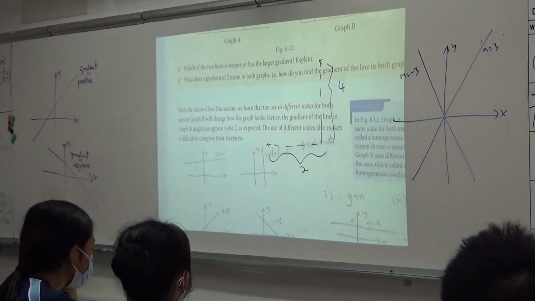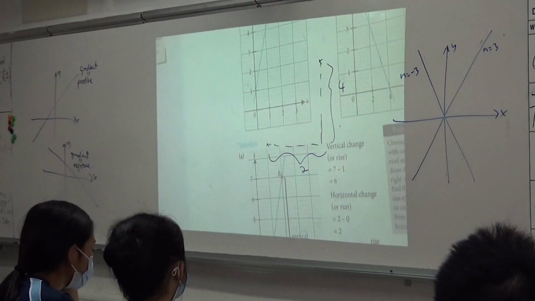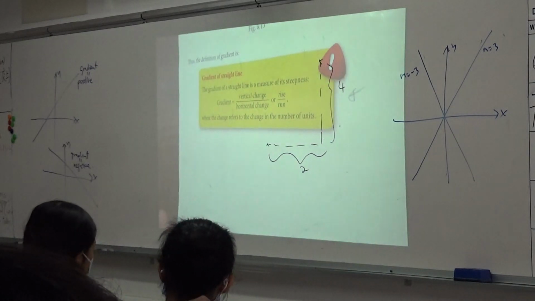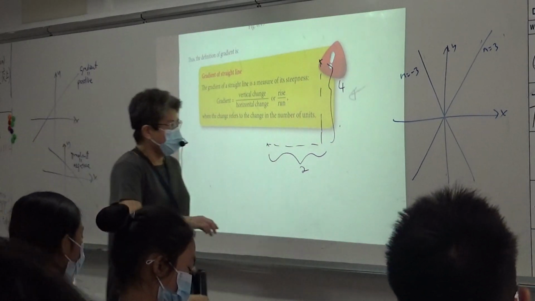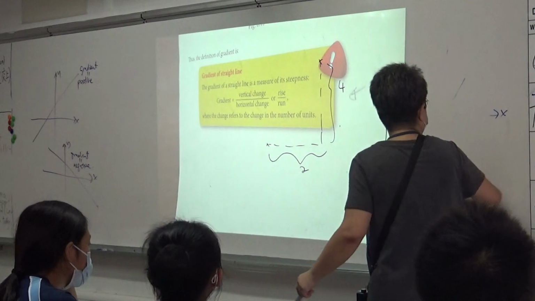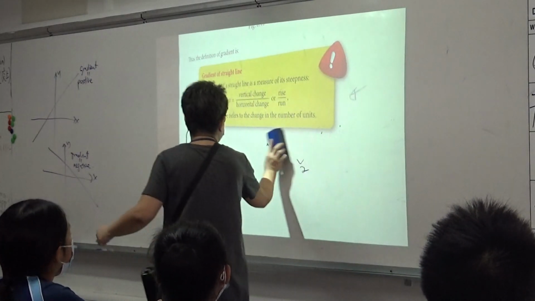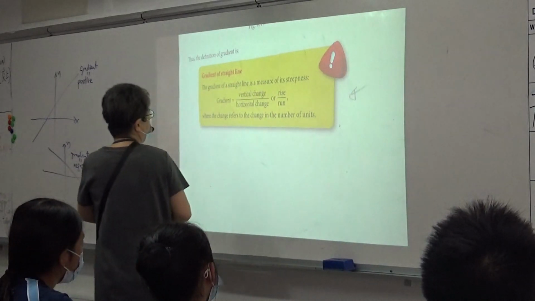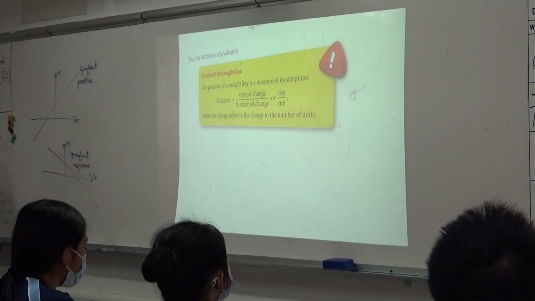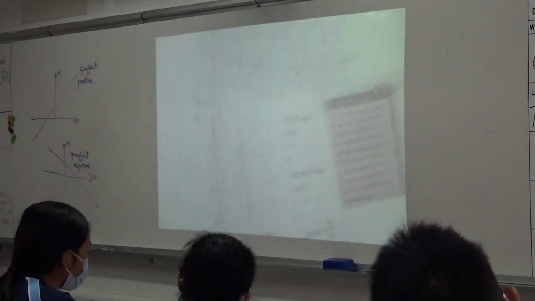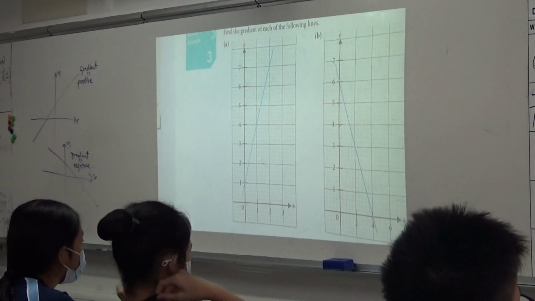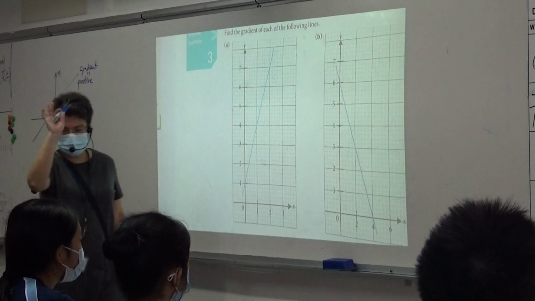Now, then we have to look at something else that will be calculating the gradient. Now, all of you look at this formula that is given on page 156. Okay? The gradient of a line is its steepness. Gradient is vertical change over horizontal change, which in short, we call it rise over run, where the changes refers to change in the number of units, not the number of squares. Are we clear? Okay, now I'm going to go through example 3 slowly with you. Let's look at example 3A. Don't look at the textbook. I'm not using the textbook kind of a way of doing it.